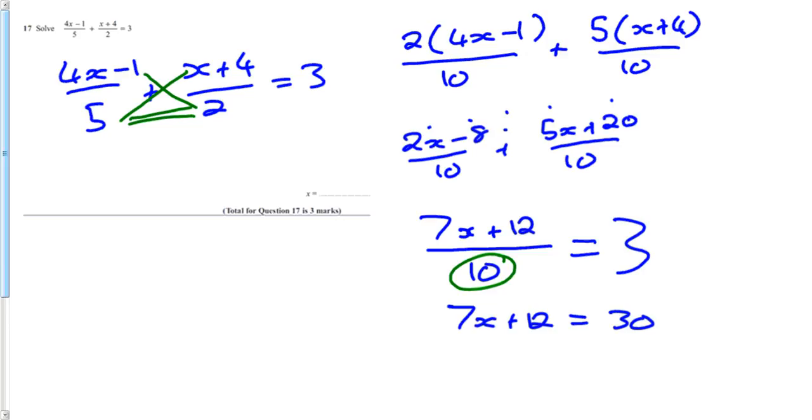The next thing we do is we get rid of this plus 12 by taking it away. So we're going to have 7x equals 18. The final step is to divide through by 7. So we get x equals 18 over 7. And that is our final answer, but I've mucked up this question.